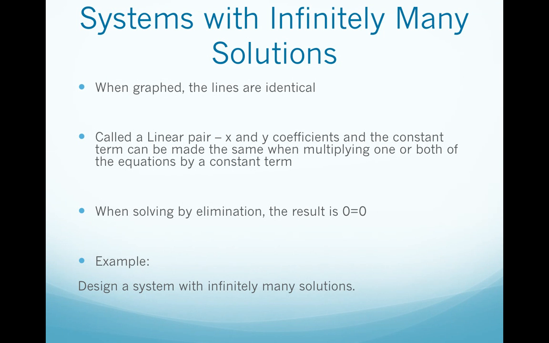So here, like I said, infinitely many solutions: if they're graphed, the lines are identical, so they would fall right on top of each other and your graph would look just like one line. And so that's technically called a linear pair, so the x and y coefficients would match or could match by multiplying one of the equations by a constant. So when solving by elimination, like I said, that result is 0 equals 0, so a true statement.